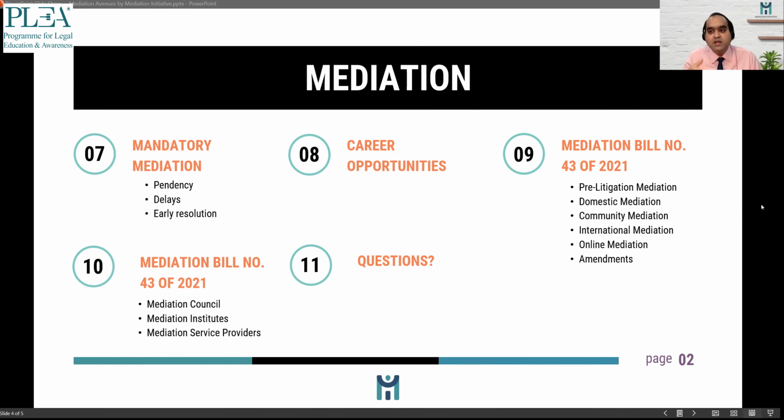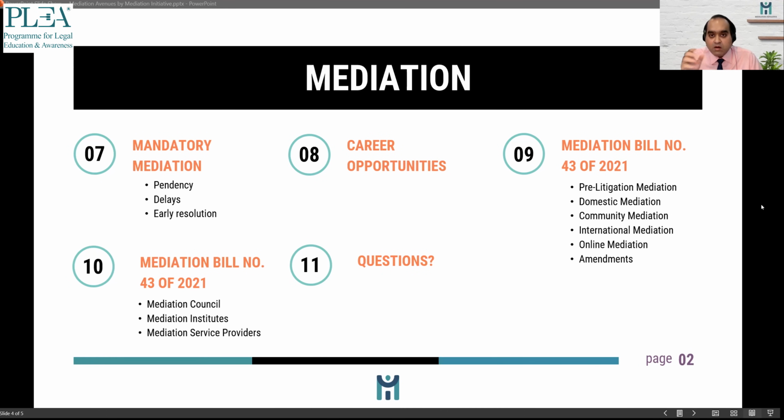And then the mediation bill also has made provisions for amendments to several other acts like the Contract Act, the Arbitration Act, the Industrial Disputes Act. So there are several such amendments also provided for in this bill. Then lastly, the mediation bill envisages the creation of three kinds of entities. One is the Mediation Council, which will be kind of like the governing body for all mediations in India.